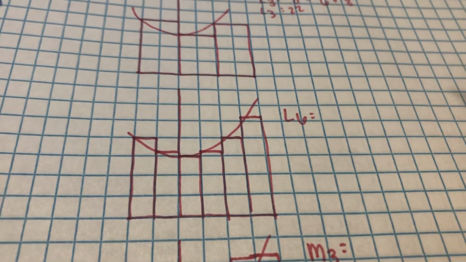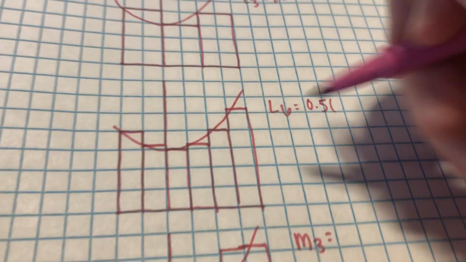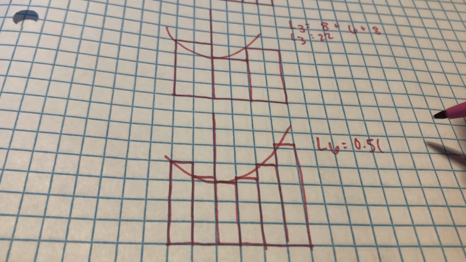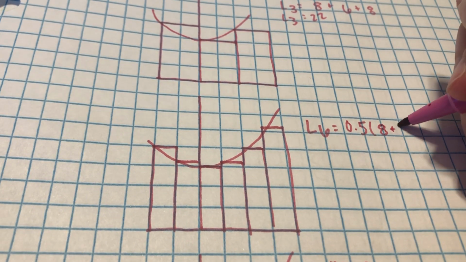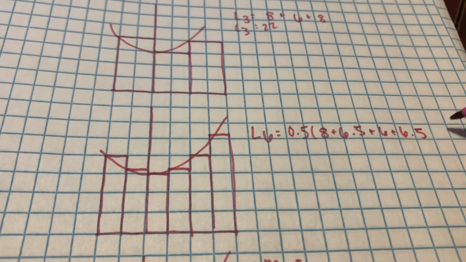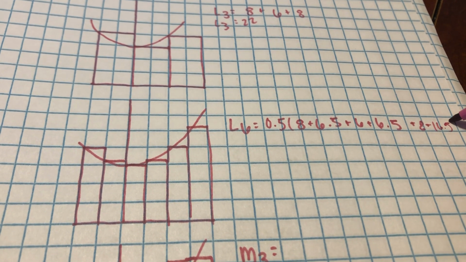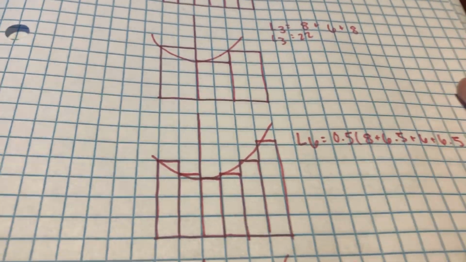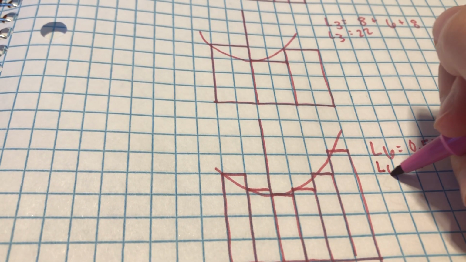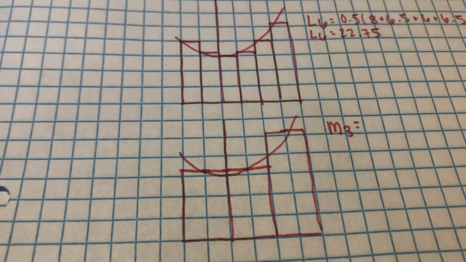So then we can try and use 6 rectangles from the left, using left endpoints. So now our base is 0.5, so we're going to pull that out, and then just add all the different heights. So for the heights, we get 8 plus 6.5 plus 6 plus 6.5 again, plus 8, and the last one is 10.5. So when we add all those together and multiply by 0.5, our L6 estimation is 22.75.